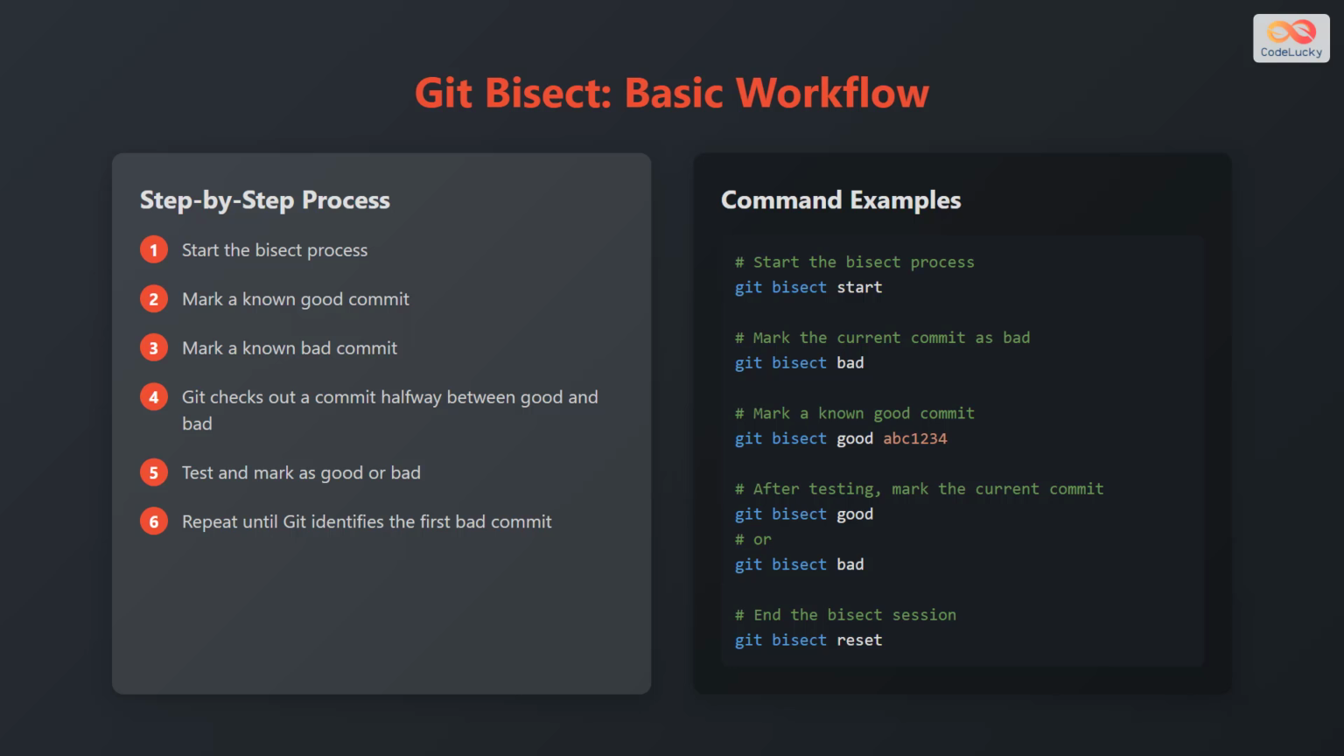Start the bisect process using the command git bisect start. Mark the current commit as bad using the command git bisect bad. Mark a known good commit using the command git bisect good, followed by the commit hash. After testing, mark the current commit as good using the command git bisect good, or mark it as bad using the command git bisect bad. End the bisect session using the command git bisect reset.